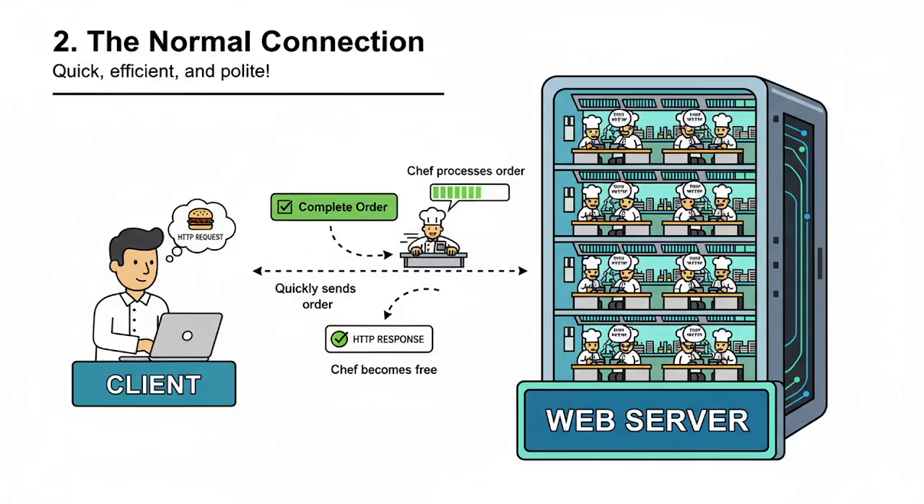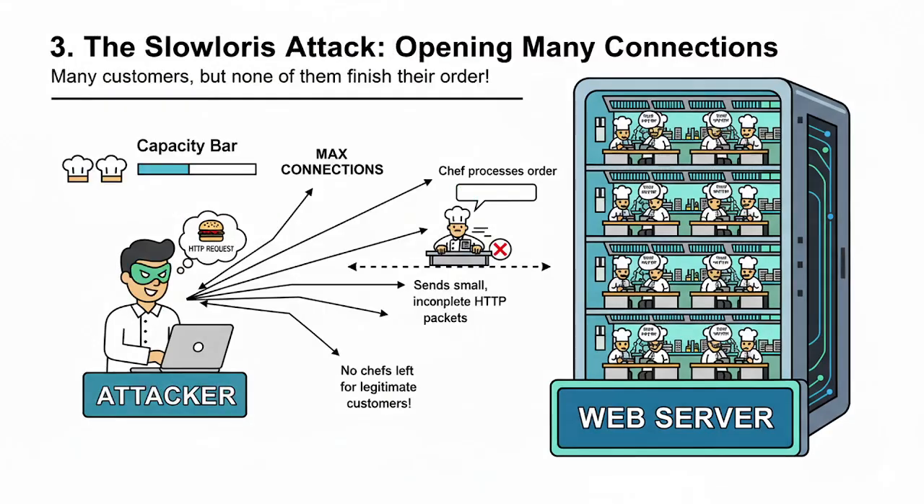This all happens very rapidly. Crucially, once the response is sent, the chefs become free, ready to take on the next request. This efficient turnaround ensures that our web server remains highly available and responsive to all users. Now let's jump on to step 3.